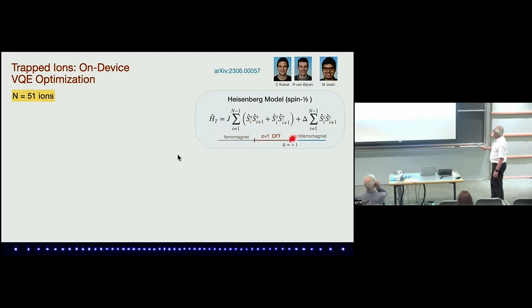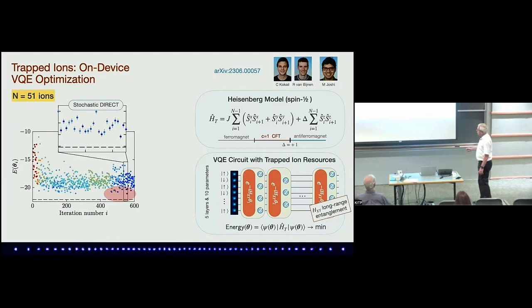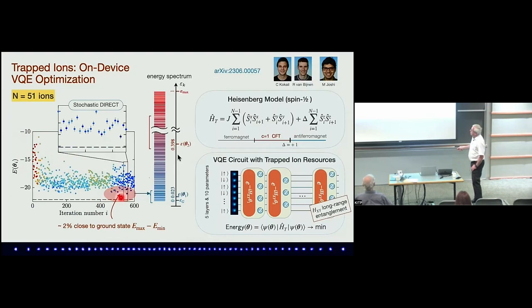And when you look at this Hamiltonian over here, what we do is exactly what I said before. We design a circuit, which we're not going to explain over here, minimizing the energy. And what you then get is a series of trajectories. This is the cooling, how the classical search algorithm finds the ground state. And I find it quite amazing that when you look at the final result over here, if you look at the spectrum of the Heisenberg model from lowest to highest, you get within about 2% of the real ground state, even though this is 51 ions and a rather shallow circuit.